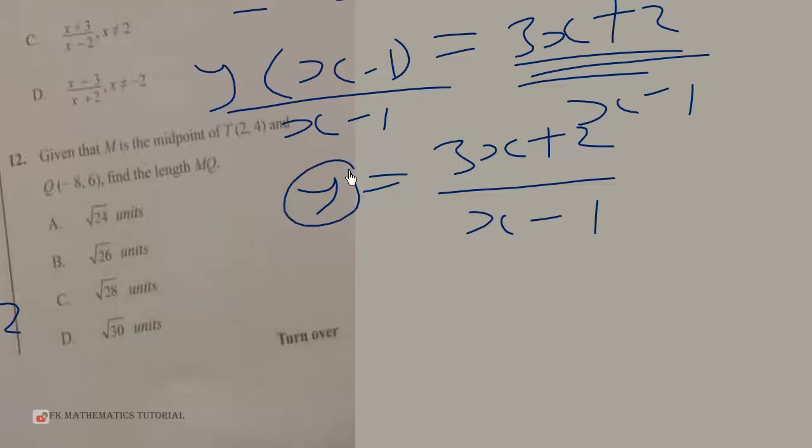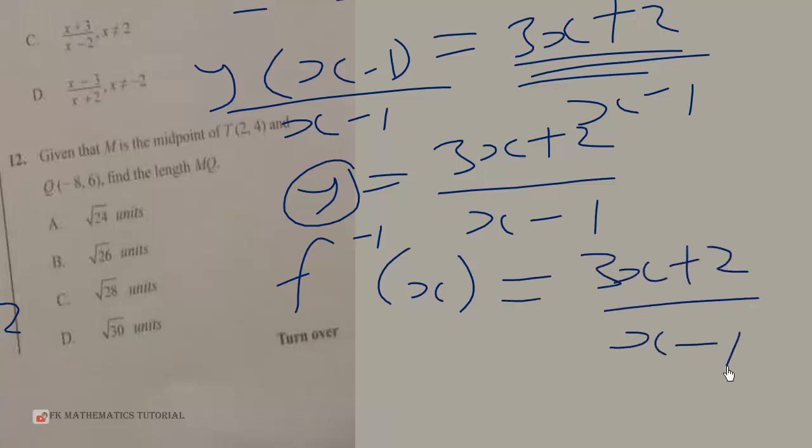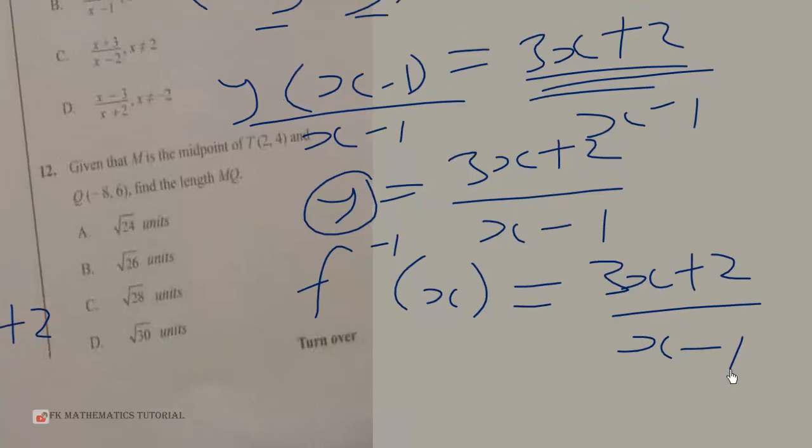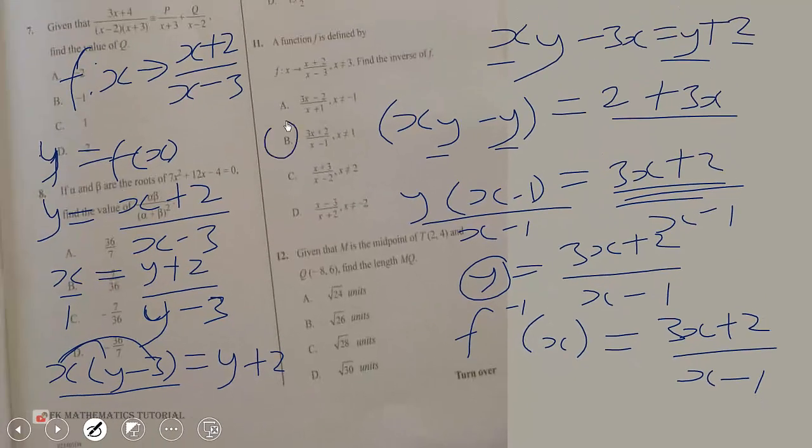So this y is now the inverse of the function f of x, which is (3x plus 2) over (x minus 1). So the correct answer is option B, where x is not equal to 1.